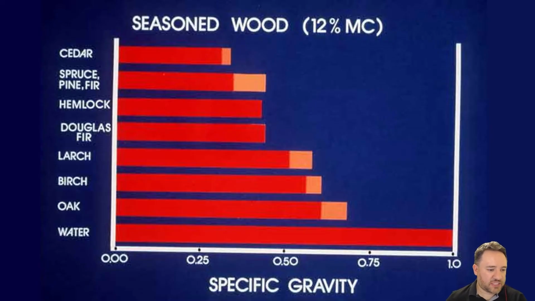Here's a comparison of the specific gravity for a bunch of different species. So it's not constant. Obviously, like any other wood property, it varies depending on species. So we have cedar, spruce, our light woods, hemlock, Douglas fir, and those are all softwoods. And then as you get to the hardwoods, birch, oak, they get quite a bit heavier and denser. And that density has consequences for strength and also for stiffness.